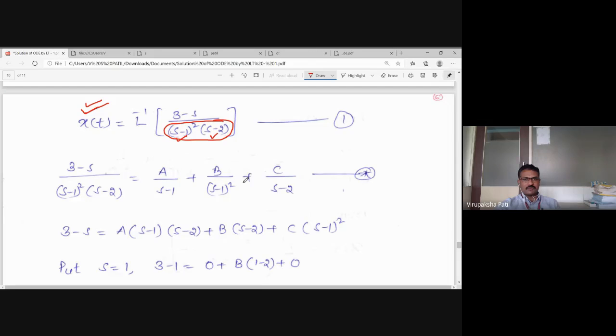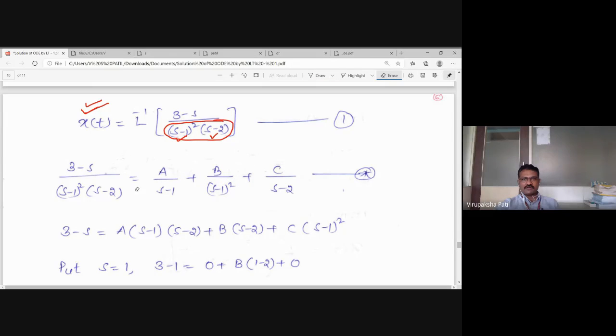Now, after that, as usual, what you need to do is take the LCM here. In the first part there is only s minus 1, so you have to multiply it by one more (s minus 1) into (s minus 2): A into (s minus 1) into (s minus 2), plus B into (s minus 1) whole square is already there, so multiply it with (s minus 2), plus C into (s minus 2) is already there, so this one is (s minus 1) whole square. Okay, once you take the LCM, what happens?